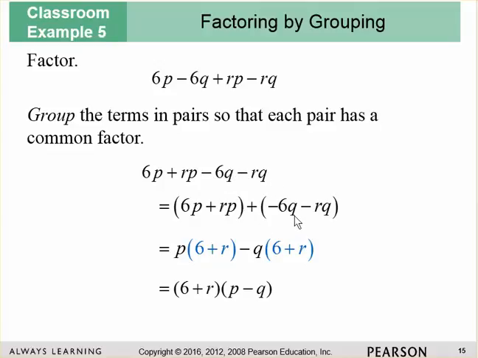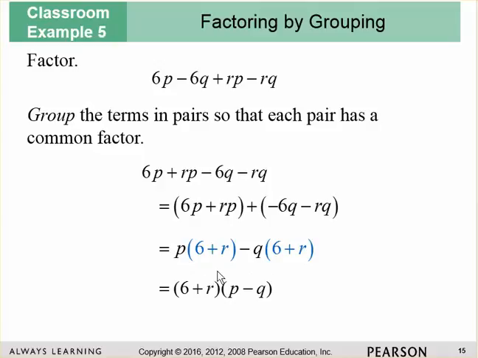You'll get more comfortable with doing this the more problems that you do. So I have these grouped, and again, I still don't see the relationship. But when I do factor out the p in this first binomial, I have left 6 plus r. And when I factor out the negative q, I'm going to have 6 plus r. So if you can get yourself to this step, if you can find the commonality and factor things out so you have a binomial that matches, then you're going to rewrite this.